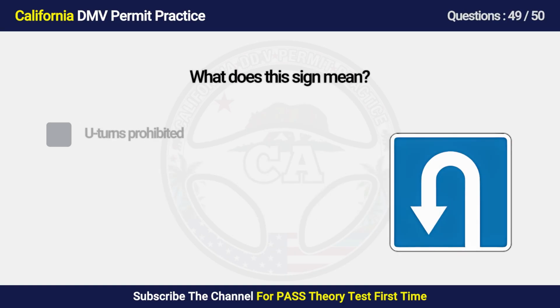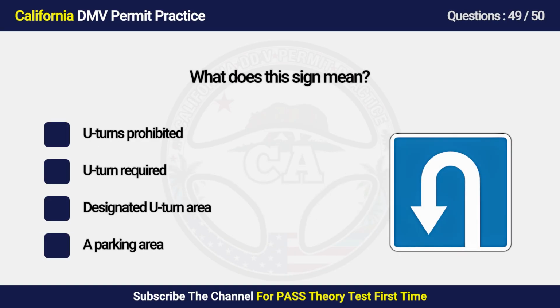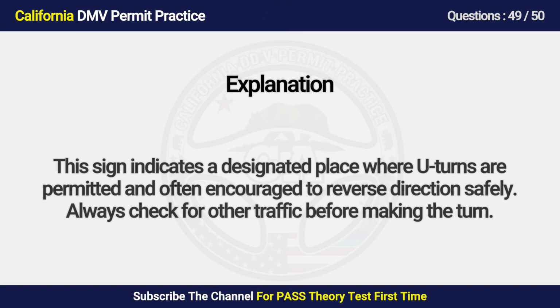Question 49. What does this sign mean? A. U-turns prohibited, B. U-turn required, C. U-turn area, D. A parking area. Answer is C, U-turn area. This sign indicates a place where U-turns are permitted, often to reverse direction safely. Always check for other traffic before making the turn.